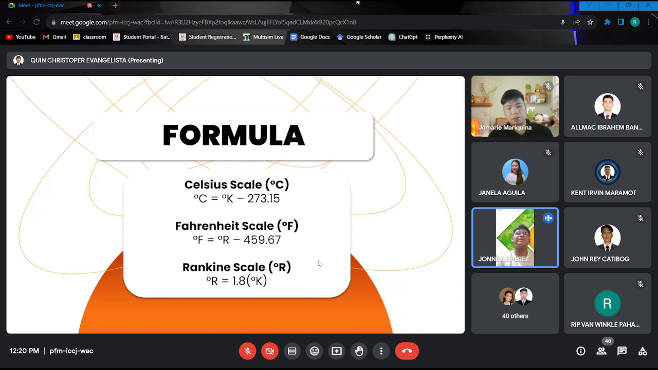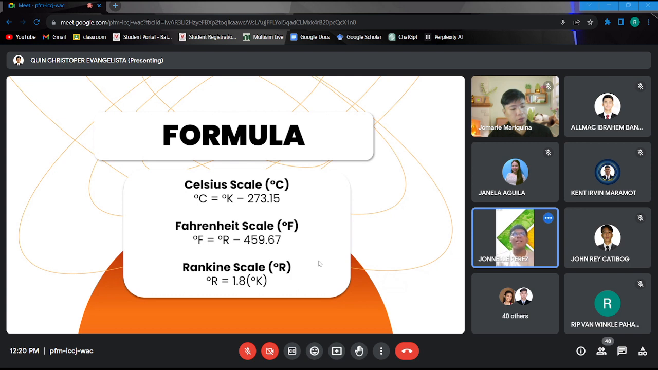The same goes with the Fahrenheit scale. If we want to convert degree Rankine to degree Fahrenheit, we simply subtract 459.67 from the given Rankine temperature. And if we want to convert Fahrenheit to degree Rankine, we simply add back 459.67 to the degree Fahrenheit.